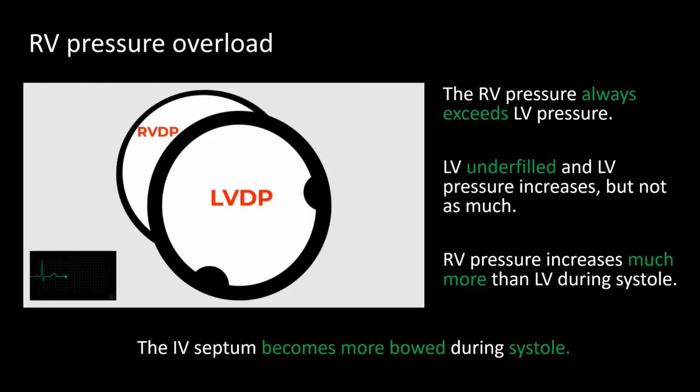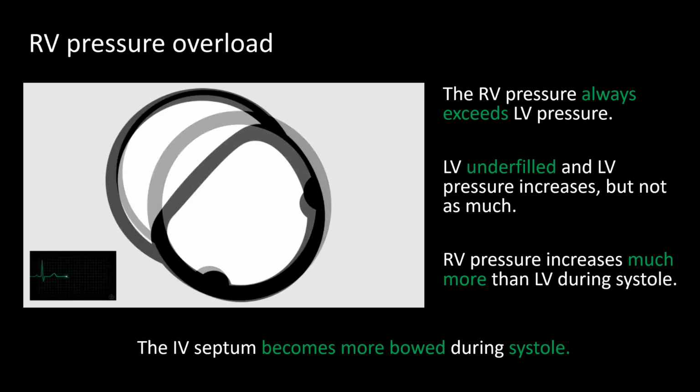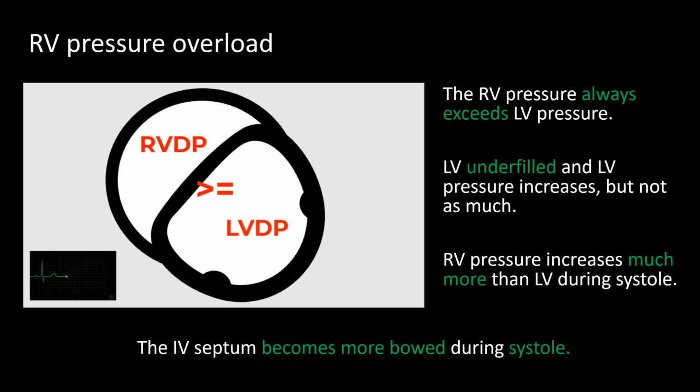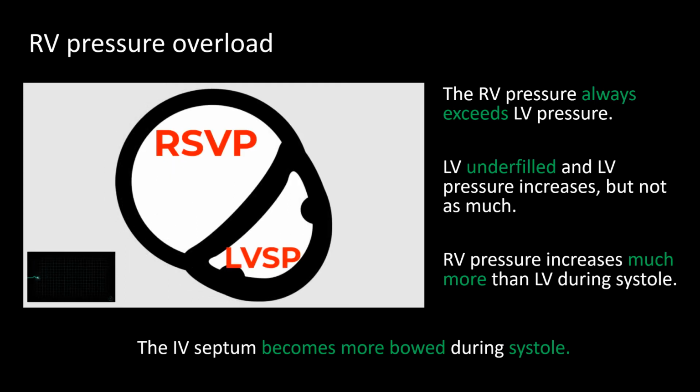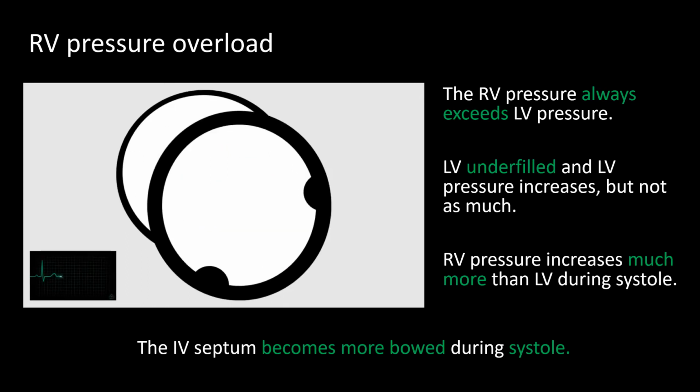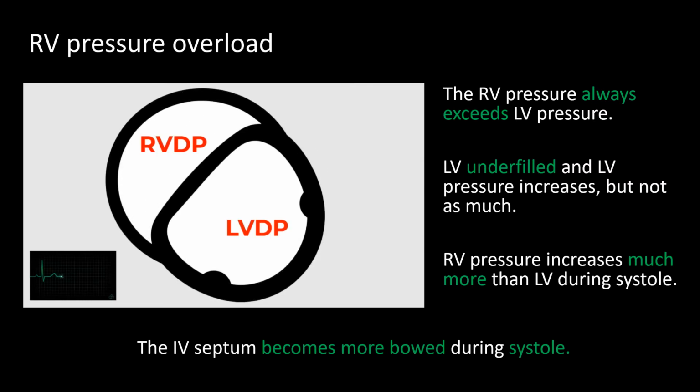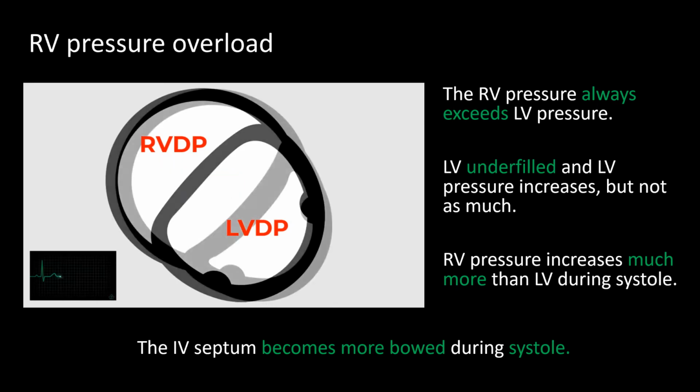Again, the first part of this animation shows normal LV and RV diastolic pressures. In RV pressure overload during diastole, the RV diastolic pressure is elevated, contributing to some shift of the septum towards the LV. Systole exacerbates the problem because the RV systolic pressure overcomes the LV systolic pressure, furthering the septal shift towards the LV. This happens because the RV pumps against a high pressure, but also because the LV ends up underfilled and unable to mount a large pressure despite a normal contractile strength.